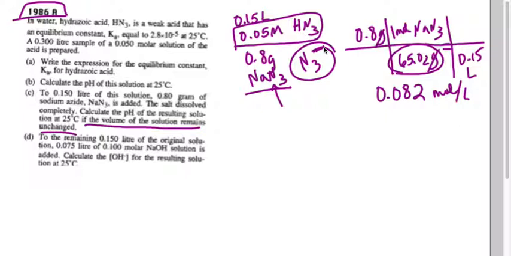All right. Fantastic. So now that we have the molarity of the conjugate, what do I do to find the pH? Thank you. Use Henderson-Hasselbalch. Correct. pH or pOH version? pH.